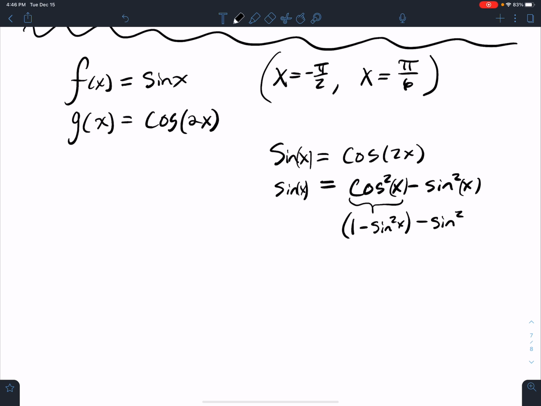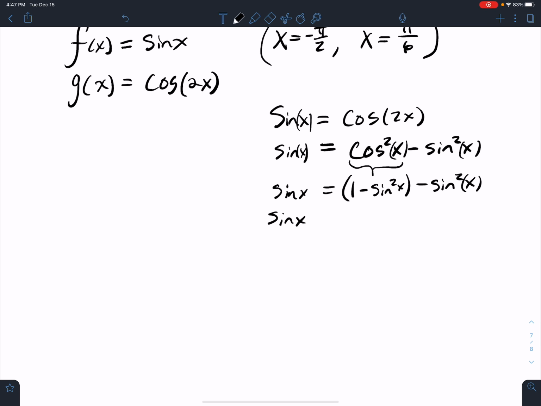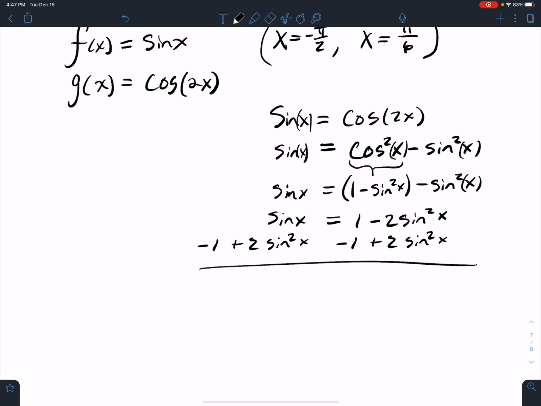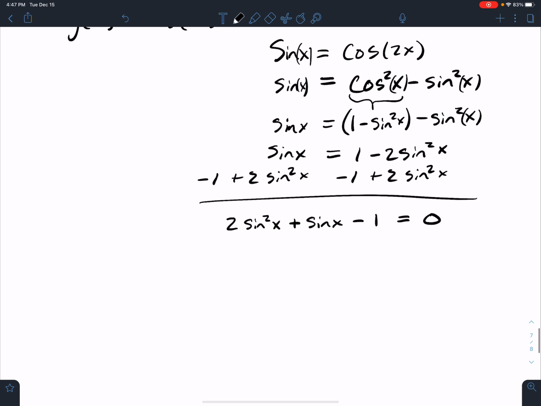Okay. So this gets me sine x equals 1 minus 2 sine squared x. I'm going to add 2 sine squared x, and I'm going to subtract 1. I'm going to do that to both sides. And I get 2 sine squared x plus sine x minus 1 equal to 0.